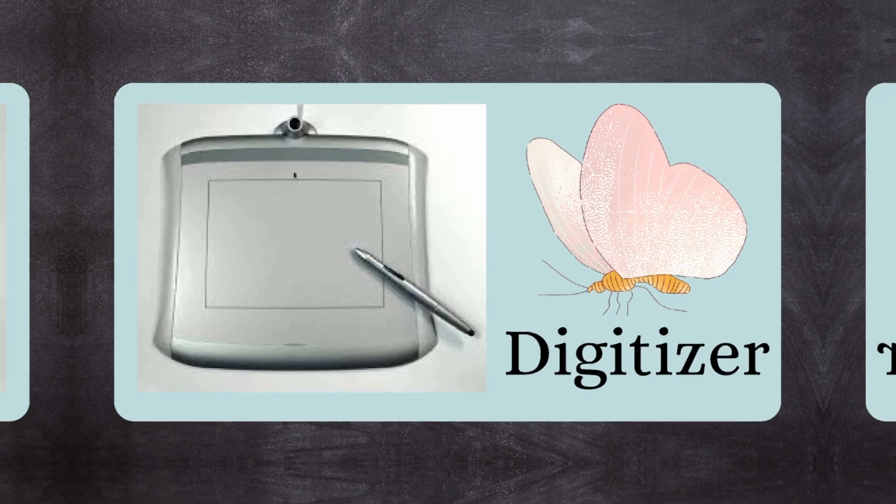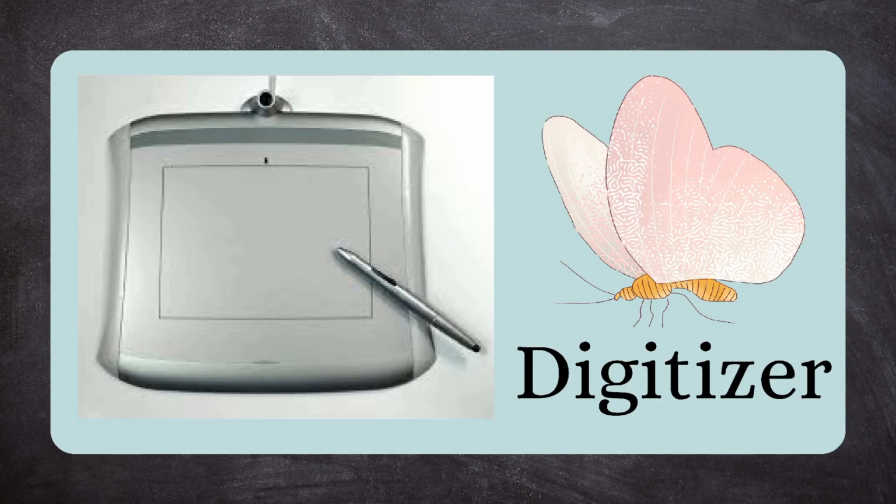Number 7 is digitizer. A digitizer is a device that transforms analog signals, such as drawings or gestures, into digital data that can be processed by computers. It typically consists of a flat surface and a stylus, allowing users to create detailed artwork, technical drawings, or annotations with precision. Digitizers are commonly used in graphic design, engineering, and animation, enabling artists and designers to work in a digital medium while maintaining the tactile experience of traditional drawing.